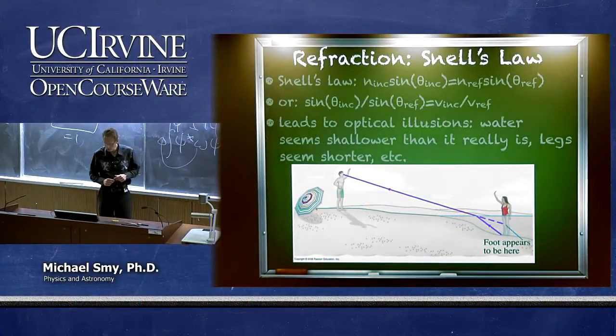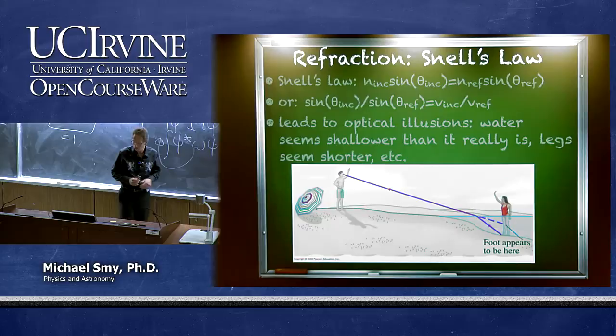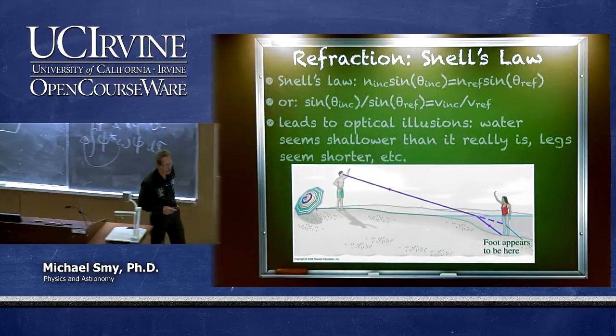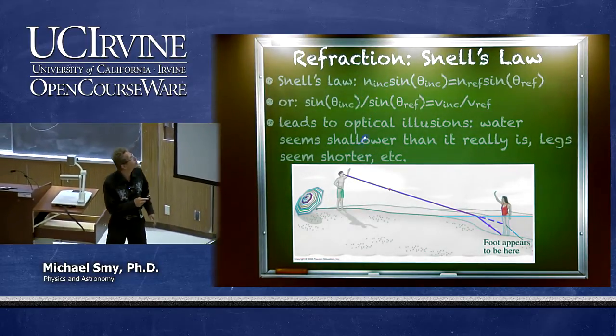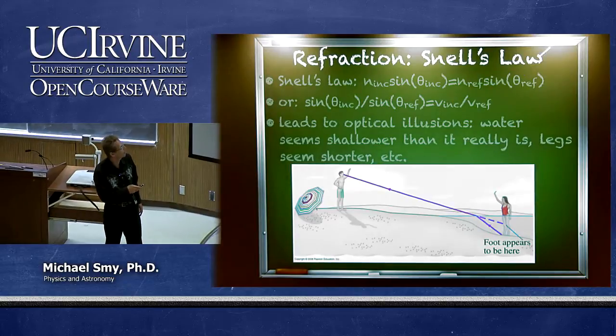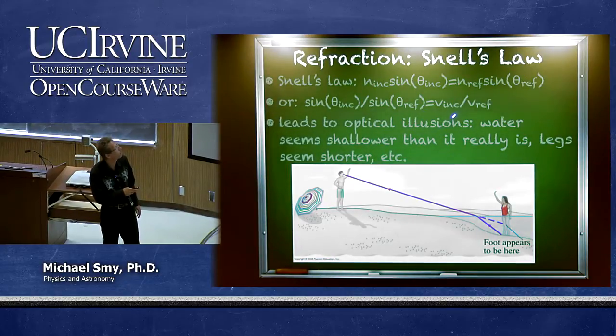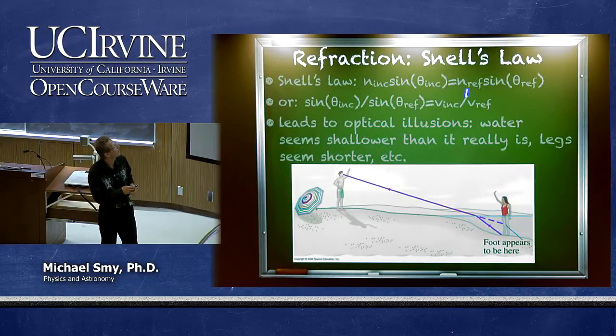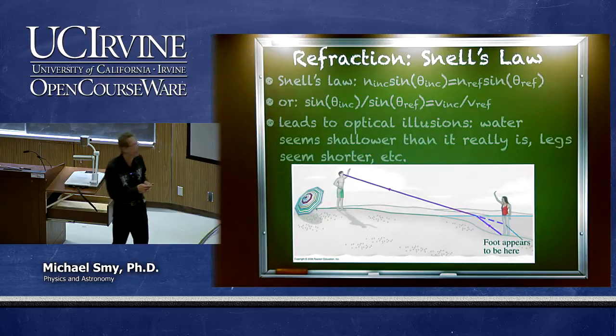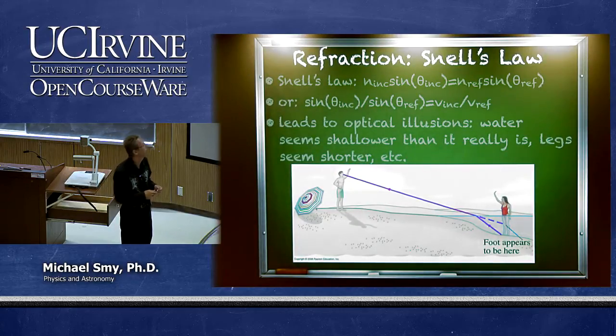Because of Snell's law, which we can also formulate this way, if we don't like the index of refraction, we can define it in terms of velocities. Then you usually say the ratio of the sines of the incident and refracted angles is equal to the ratio of the velocities in the medium of the incident ray over the medium of the refracted ray.